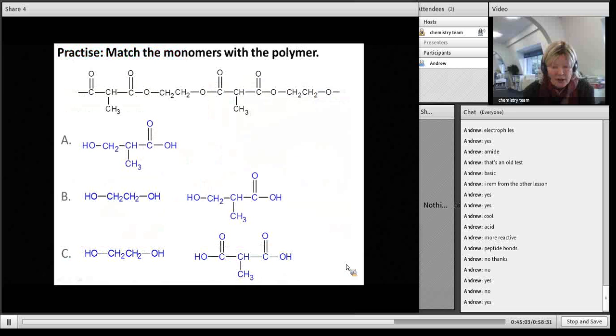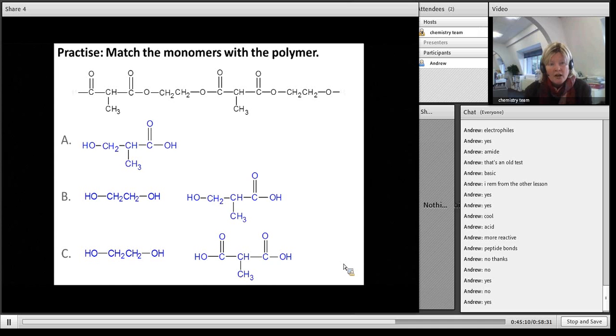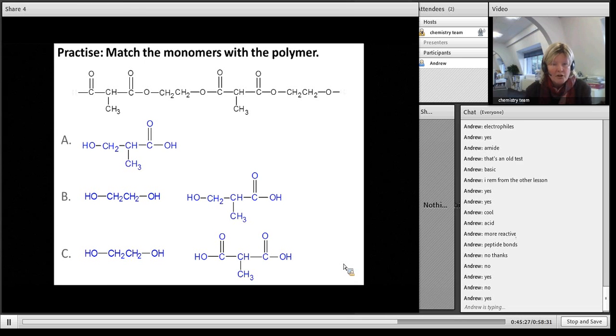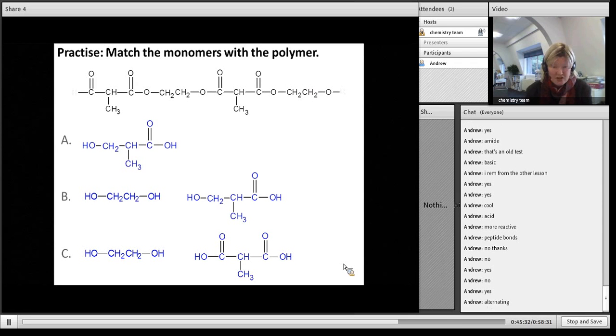Okay, so some quick questions. Match the monomers with a polymer. I've done the polymer in black at the top. A, B, or C? Which one is the correct answer? In A, I've given you a hydroxy acid. So are we repeating it, or are we getting alternating? Look for those ester links. It's alternating, so we know A is out. So it's either B or C.